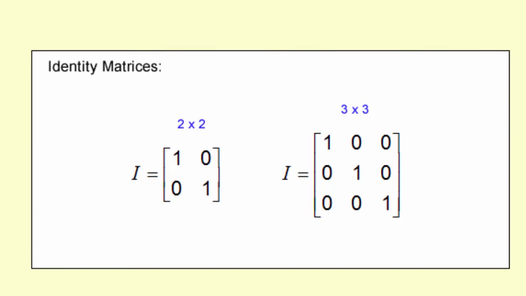So the big picture for this lesson is identity matrices and inverse matrices. We're also going to talk about matrix equations. So identity matrices have ones along the main diagonal and zeros everywhere else. And here are two examples, 2 by 2 and 3 by 3. The identity matrix is a multiplicative identity, so it's like multiplying by 1.